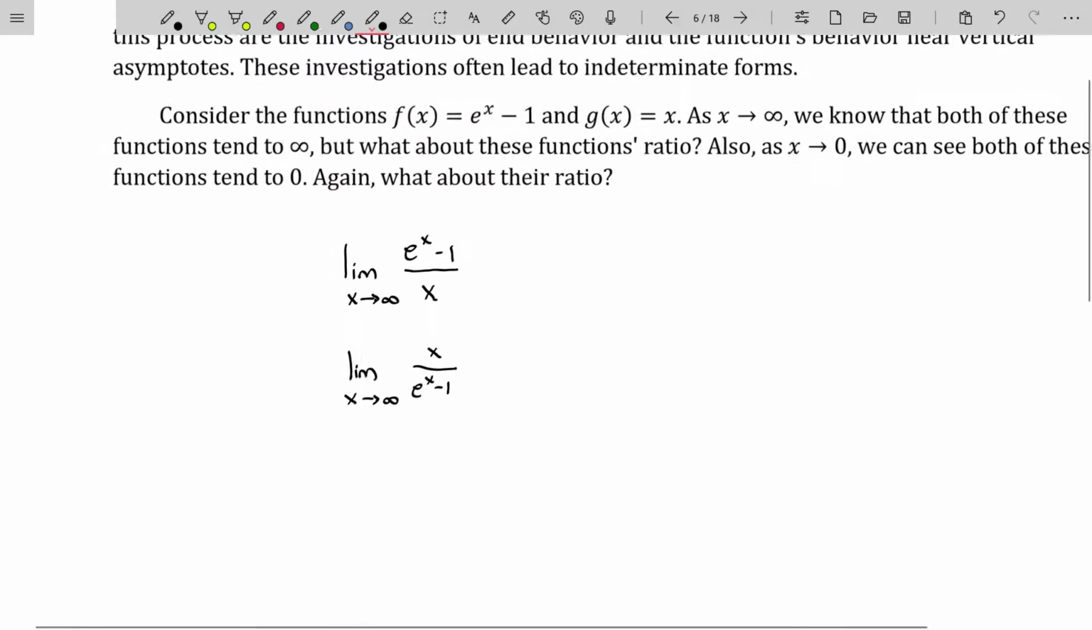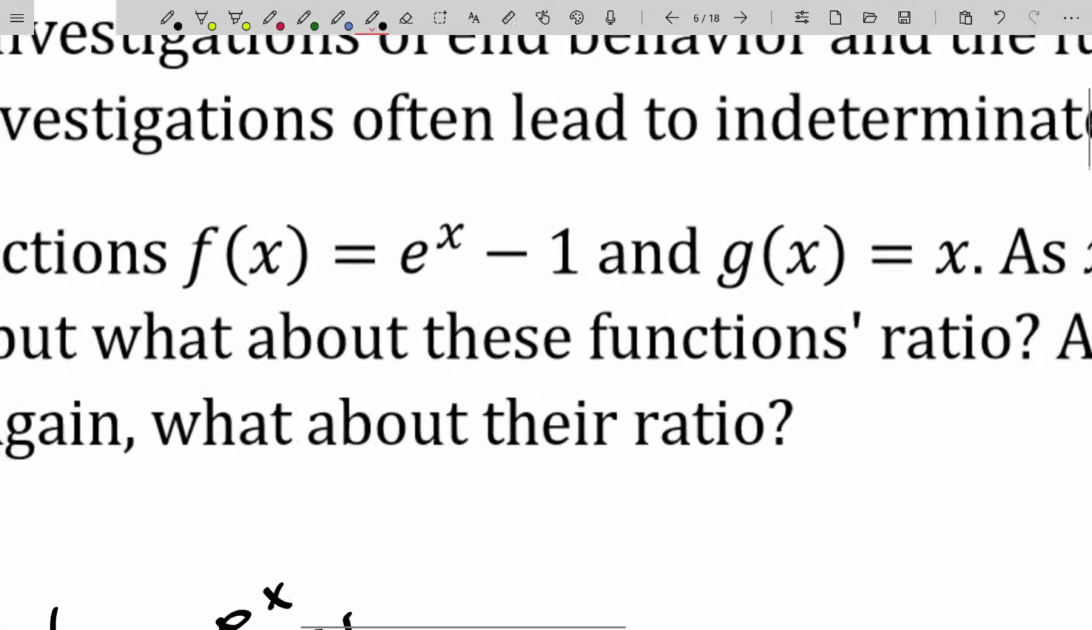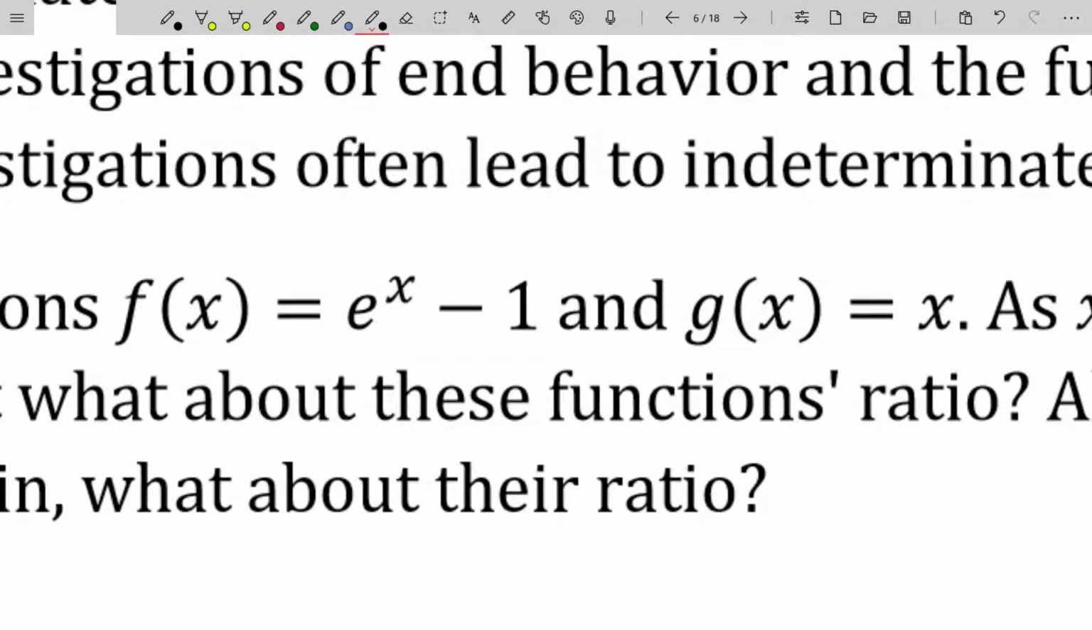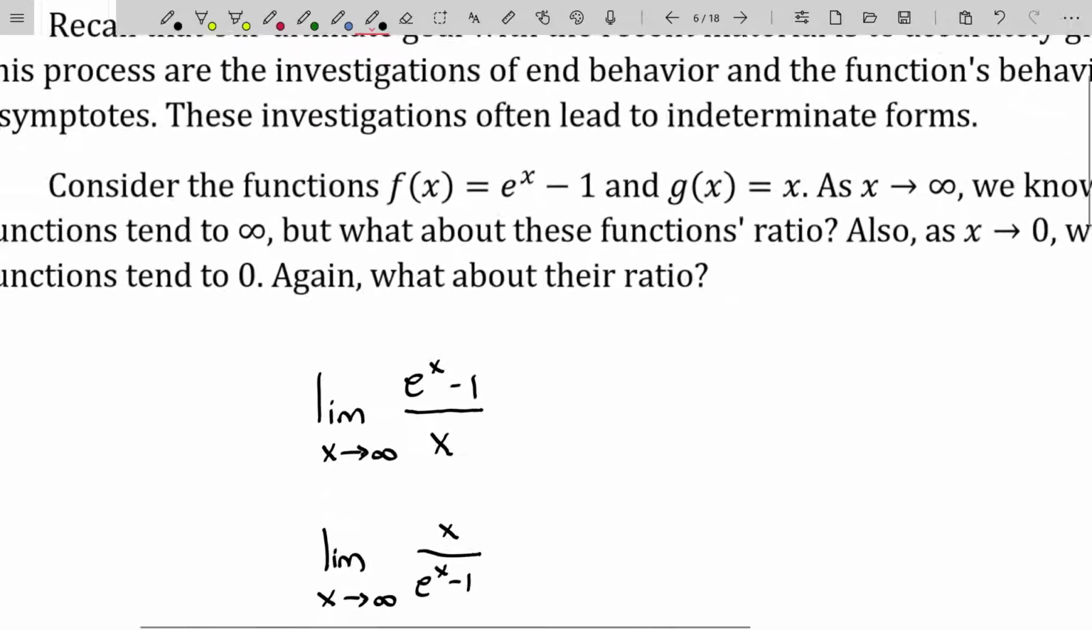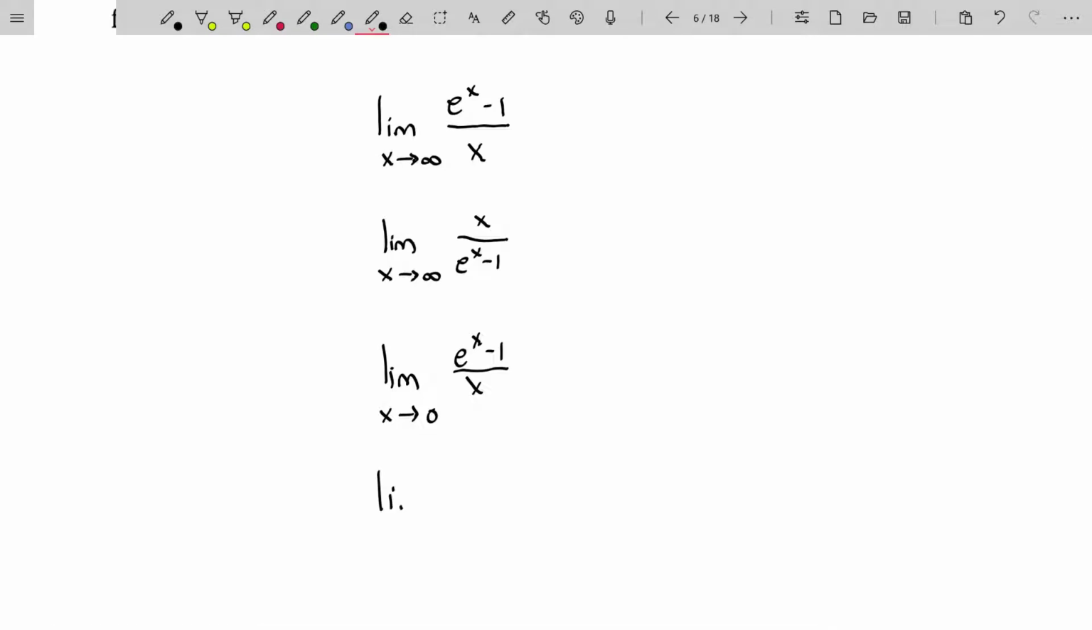Also, let's consider what happens as x goes to 0 for both of these functions. We know that as x goes to 0, e to the x minus 1 will go to 1 minus 1, or 0, and g of x, which is equal to x, will go to 0. So if you look at the limit as x goes to 0 of e to the x minus 1 over x, that's going to be 0 over 0. Likewise, the limit as x goes to 0 of x over e to the x minus 1 will also go to 0 over 0.